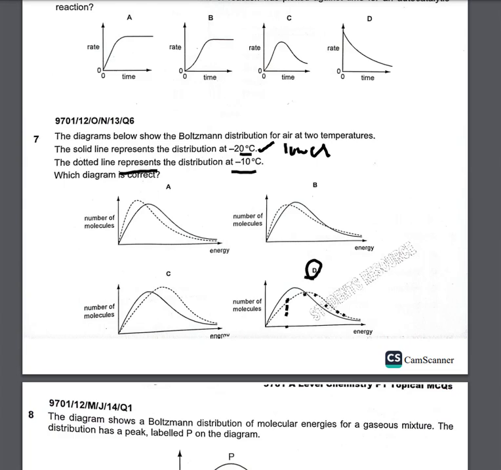This is the same as question number, I guess, 3 and 1. So why I have gone with D is because the number of molecules at -20 degrees C possessing lower energy is higher as stated in the graph D. So D is definitely your right answer.